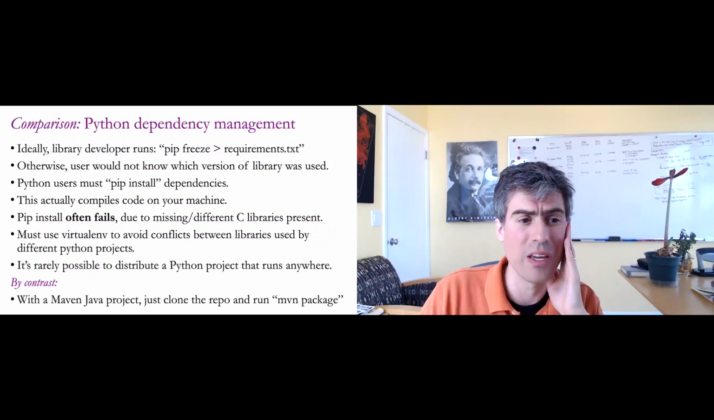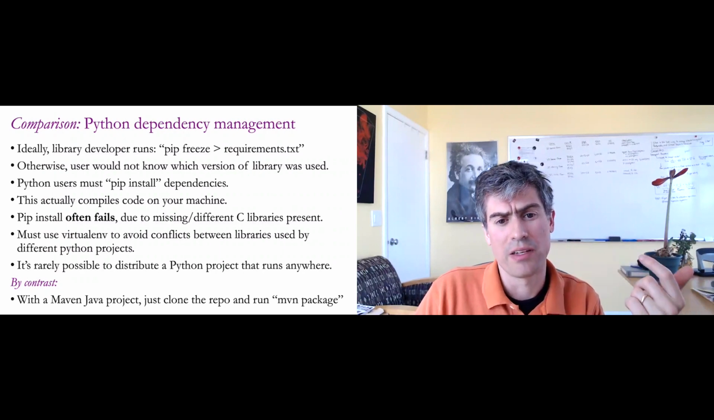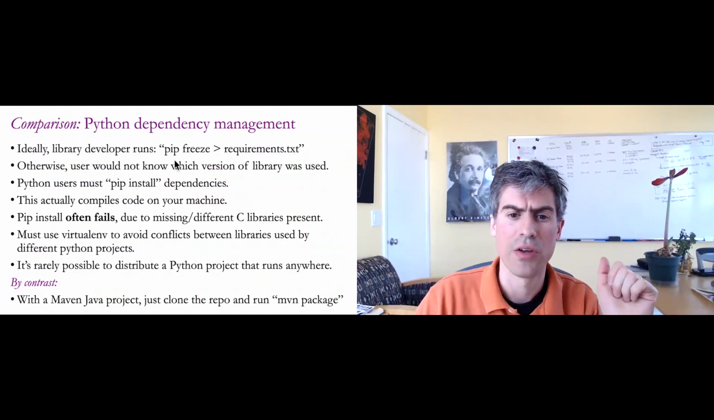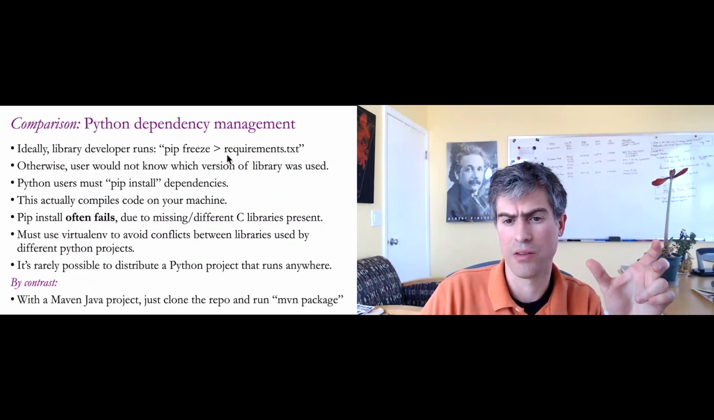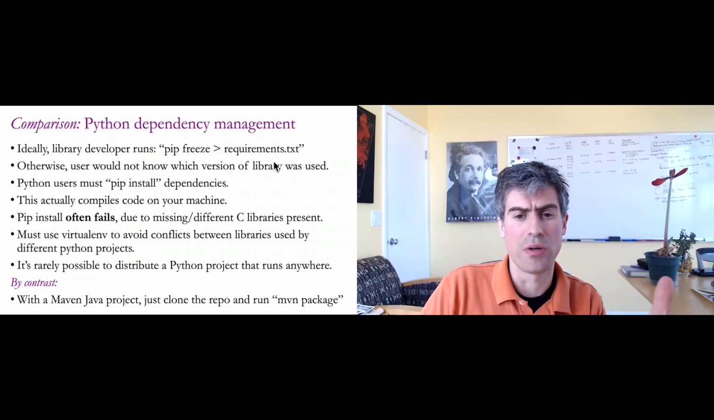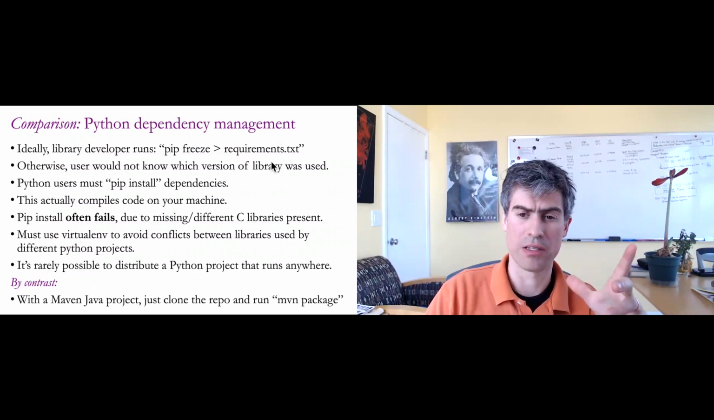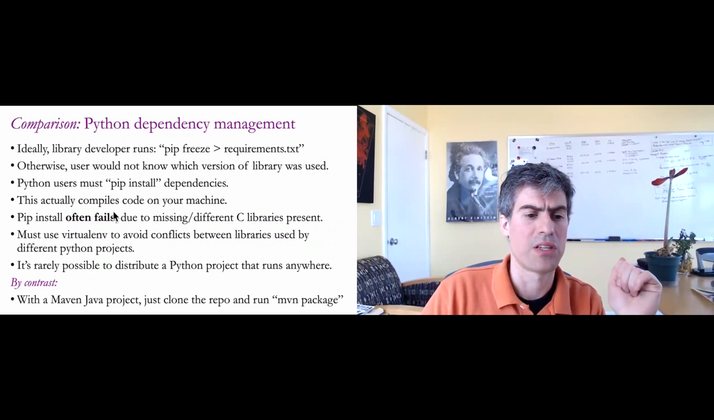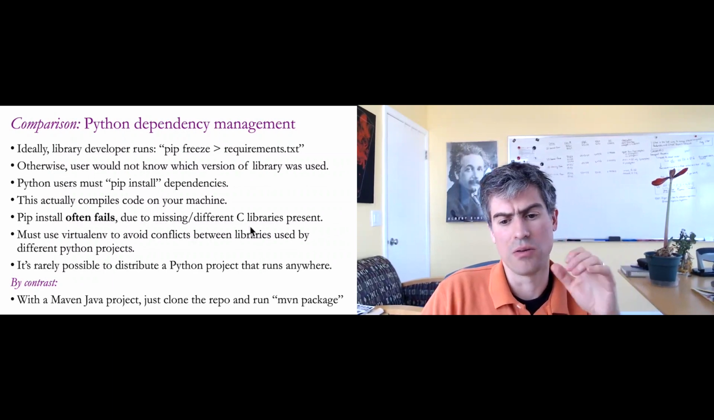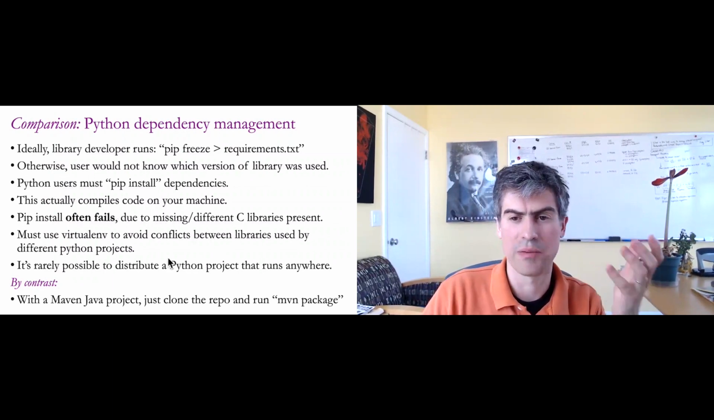So ideally, if you're developing Python code that uses libraries, you can run pip freeze to generate a list of all the things that you pip installed, and you can distribute this requirements text file that's generated to anyone else who wants to use your code. So someone downloads your repository, they also get this requirements text file, which tells them what libraries they need to install. They can pip install those, but this often fails due to different C libraries being present or your environment just being slightly different.